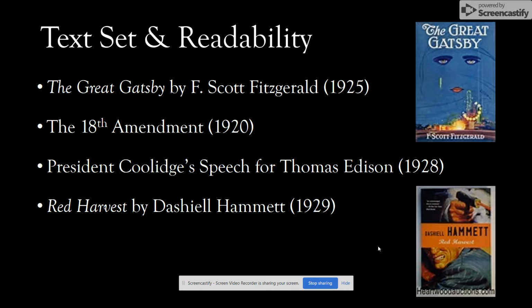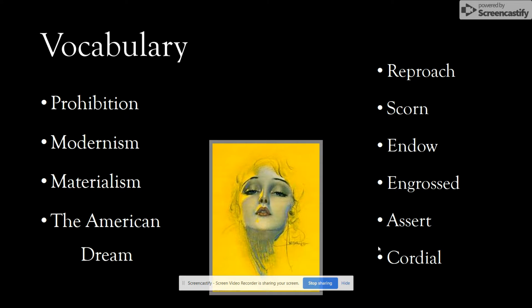My other two choices are the 18th Amendment, which is basically the banning of alcohol and what started the Prohibition. And the last piece is a really cool speech from President Coolidge that was actually given to Thomas Edison at an awards ceremony in 1928. My vocabulary words are a combination of themes and words that I thought were pertinent for juniors to know, things that they might run across in dialogue or in other texts.